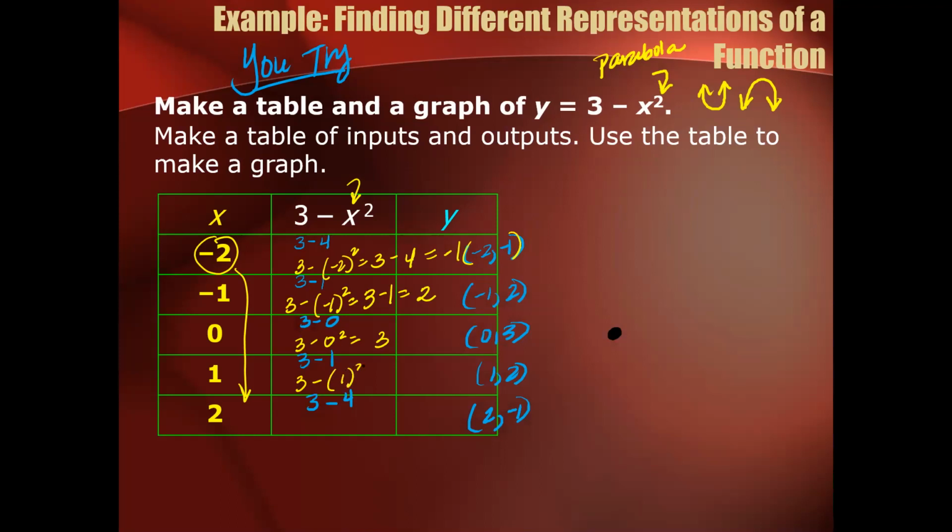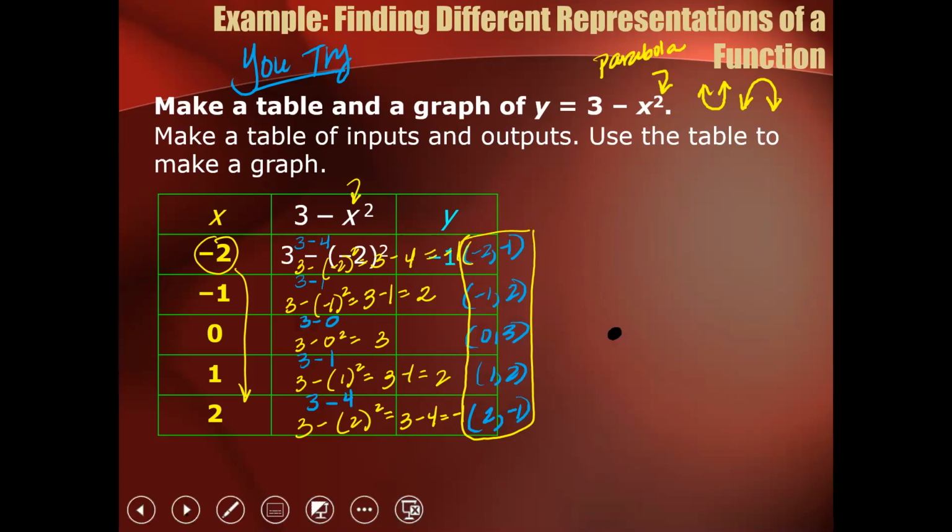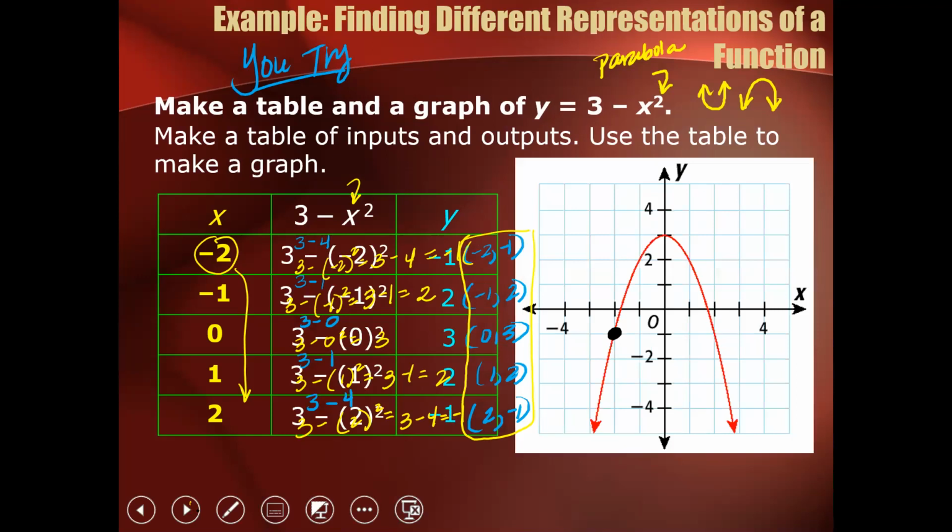3 minus 1 squared, which is just 3 minus 1, and that's a 2. And then I have 3 minus 2 squared, which is 3 minus 4, which is negative 1. And here are my points that I've just created. Once you have these points, go ahead and plot them. And this is what you have, a parabola.